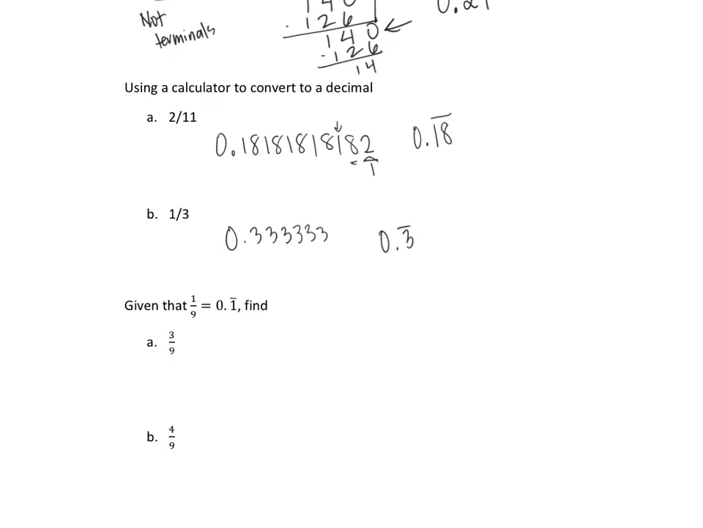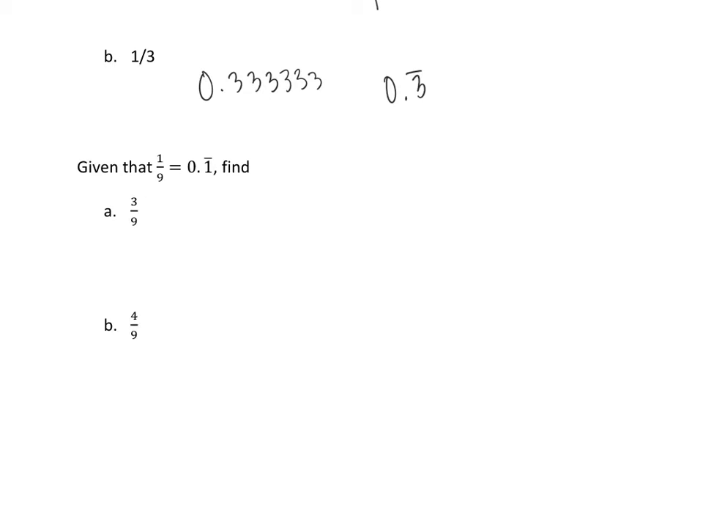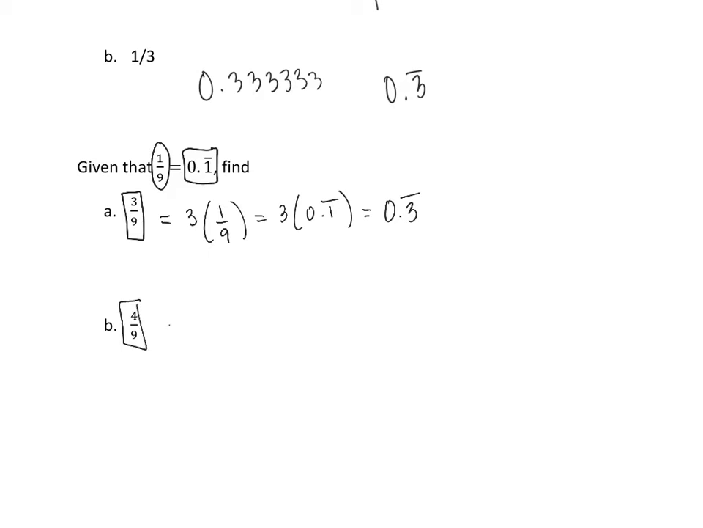Now, if we're given that a fraction is equal to this repeating decimal, we can use that fact to figure out some other decimals. So for example, 3/9 is really 3 times 1/9. So we know that that would be equal to 3 times 0.1 repeated, which would end up being 0.3 repeated. And then we look at the fraction 4/9. This is going to be 4 times 1/9, really. And so that's going to be 4 times that 0.1 repeated. So we get 0.4 repeated.